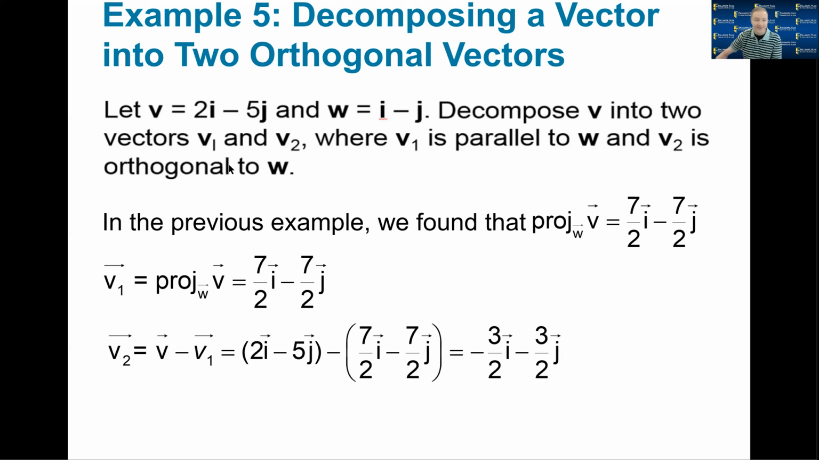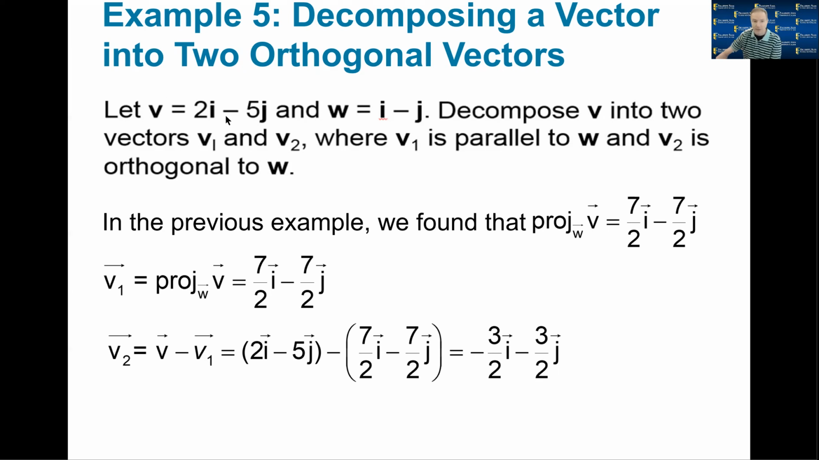So we've already done the vector projection of v onto w, where v was 2i minus 5j and w was i minus j. Just to remind you, we found the projection of v onto w was 7 over 2i minus 7 over 2j. If I let the first vector v1, a portion of the vector v, equal this vector projection, 7 over 2i minus 7 over 2j, then the remaining vector v2 is just the original vector v minus this vector.